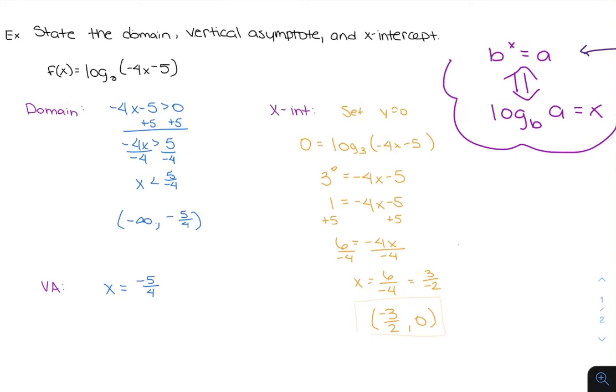I can put the negative in the numerator, denominator, or in the middle. Anywhere is fine, as long as you just have one. Okay, so this is our x-intercept. And so solving for any kind of logarithmic function where you want to find the domain, vertical asymptote, and x-intercepts always follows this same procedure. So you can do this for any kind of equation in logarithmic form.